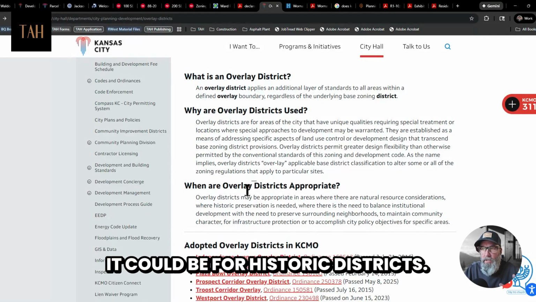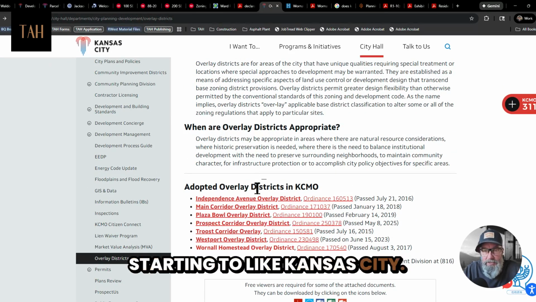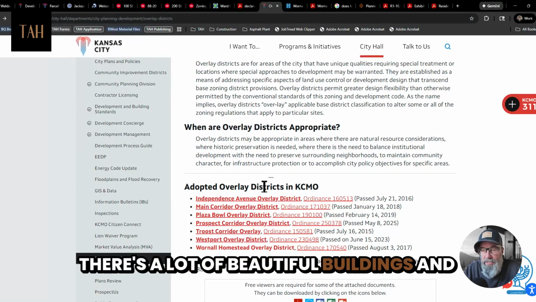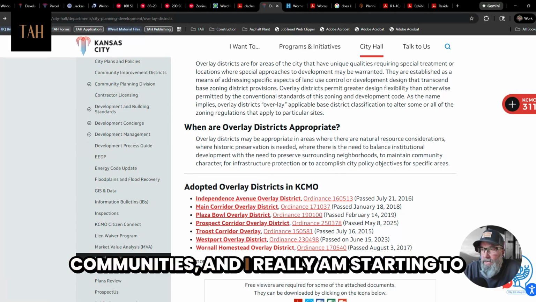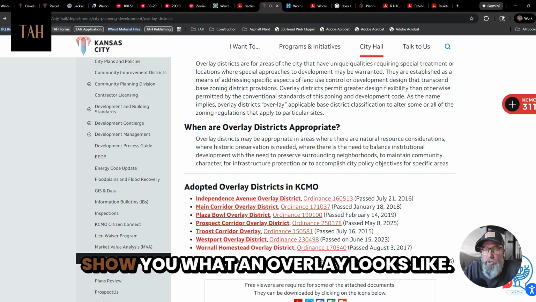It could be for historic districts, right? In Kansas City, by the way, I'm starting to like Kansas City. There's a lot of beautiful buildings and communities, and I really am starting to like it. But just for an example, I wanted to show you what an overlay looks like.